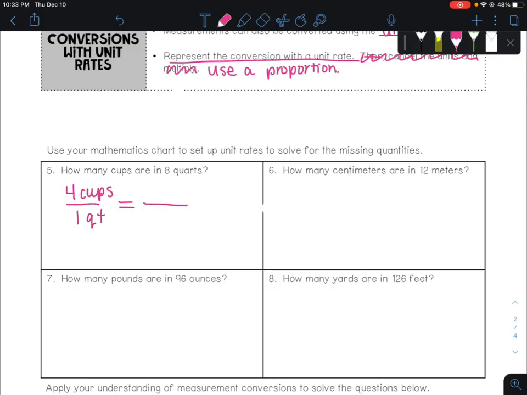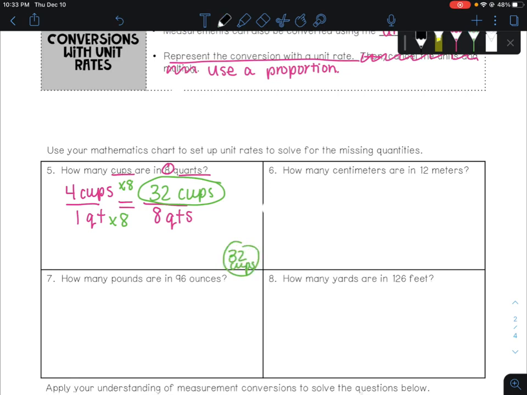Equal sign, new fraction for our proportion. We actually have 8 quarts, so I'm going to put 8 quarts on the bottom. And what I'm going to do now is multiply to get from the 1 to the 8. Same thing on the top, and I got 32 cups. So my answer is just the 32.